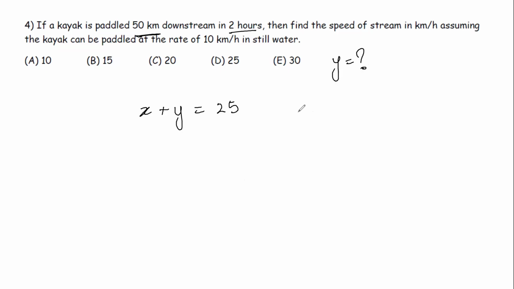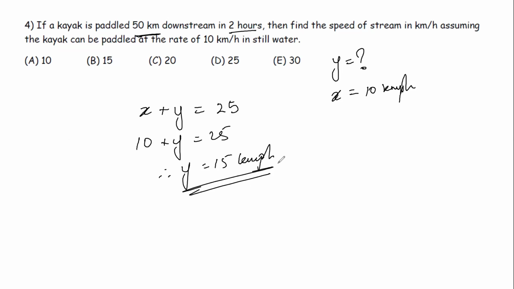Assuming the kayak can be paddled at the rate of 10 kilometers per hour in still water. So we know the speed of the kayak in still water is 10 kmph. So X is 10, and Y is what we need to find out. Therefore, Y is 15 kmph. Easy. Can't get easier.